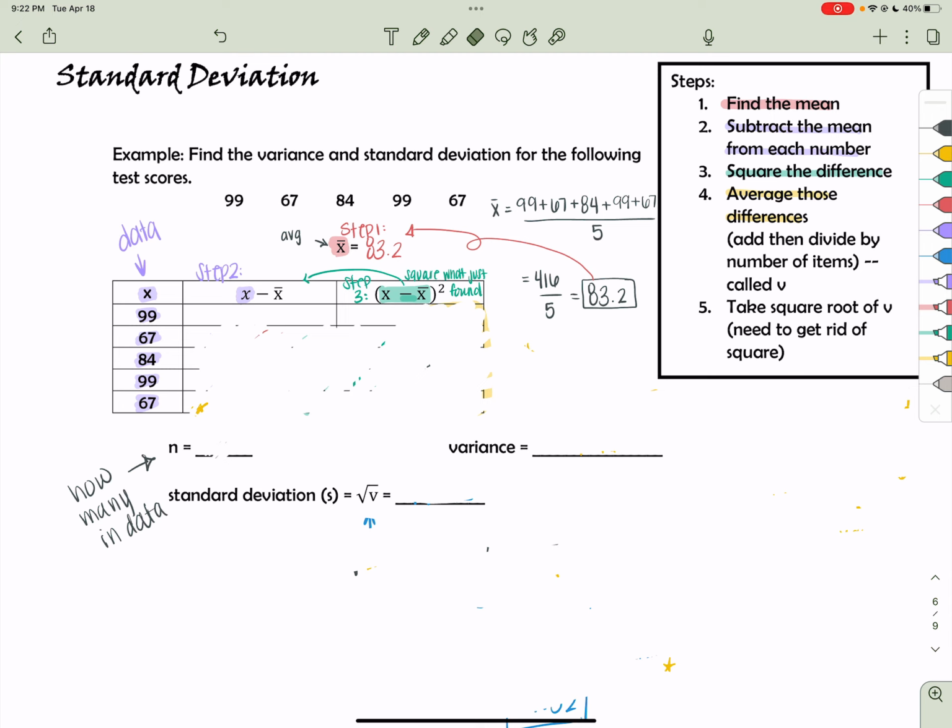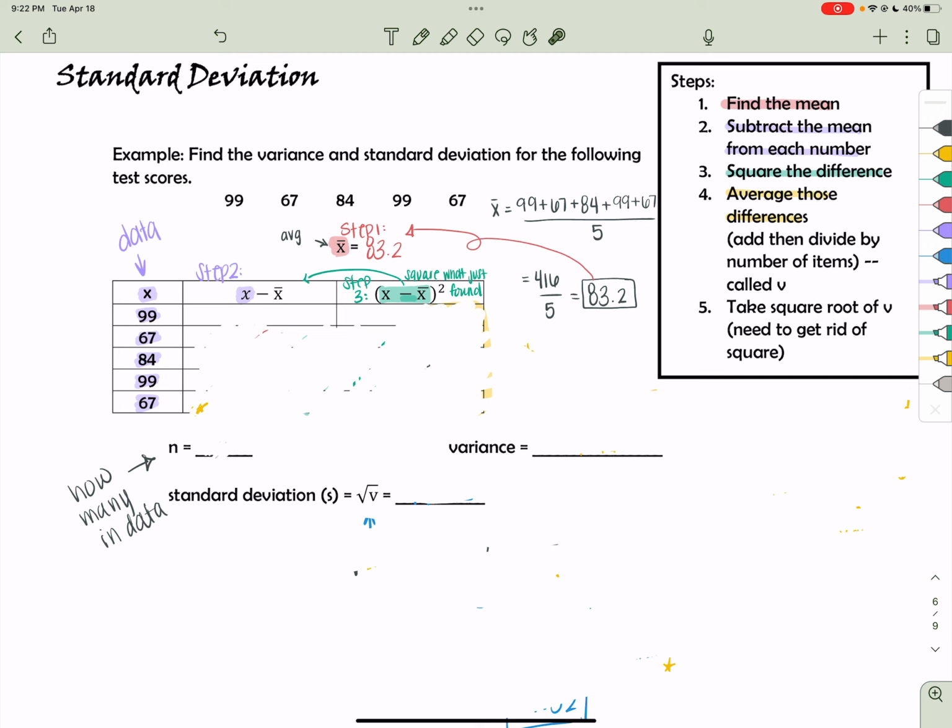But these two do go hand in hand. You need the variance to find the standard deviation and vice versa. So here's our first example. I've got the steps on the right and then the example on the screen. Find the variance and standard deviation for the following test scores. So here are my data points: 99, 67, 84, 99, 67.